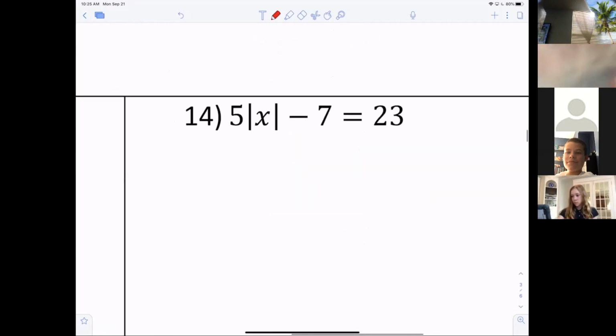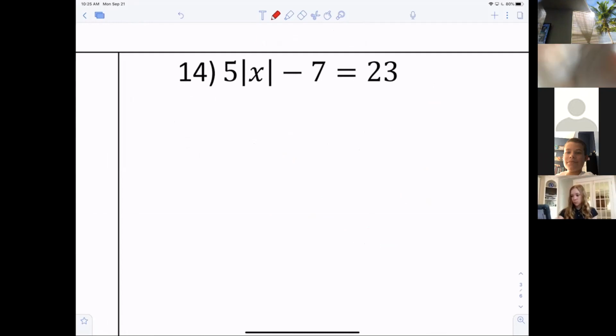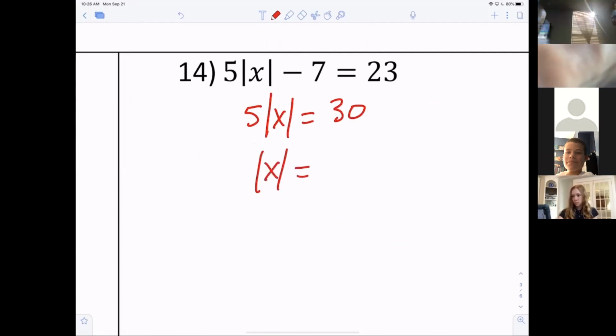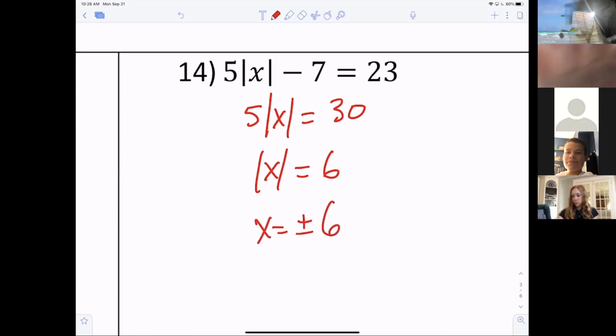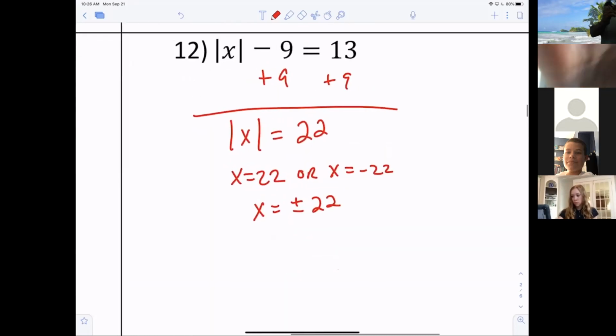Okay, I need some help on here. What do I have to do first on number 14? All right, Oscar, give it a shot. What am I doing? Adding 7. Thank you, sir, for listening. 5, absolute value of x is equal to what? 30. Then what? Yes, sir. Thank you. Absolute value of x is equal to 6. And now the absolute value is isolated. So now what can I do? My answer is, yes, plus or minus 6. I'm happy with that. Can you go back to 12 real quickly? I missed it on accident, and I think it's important. One got 2 equal signs.